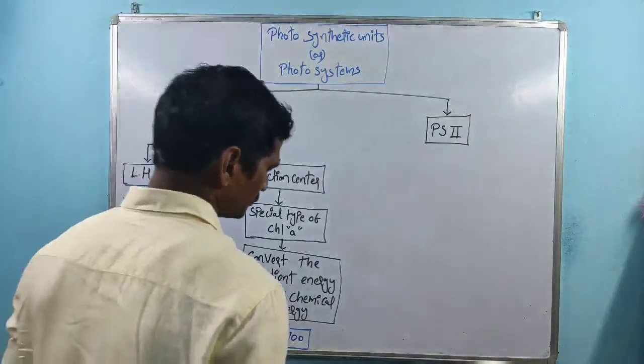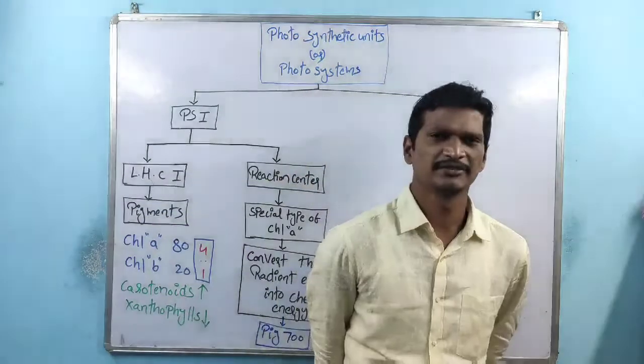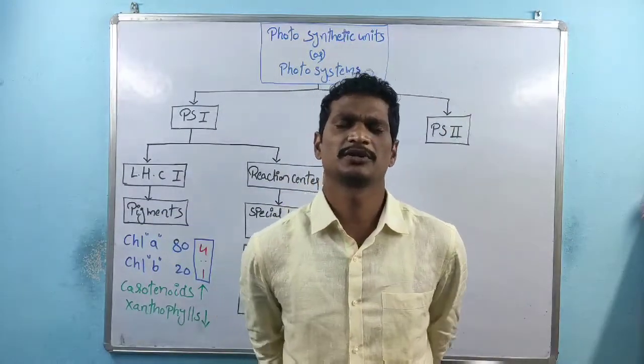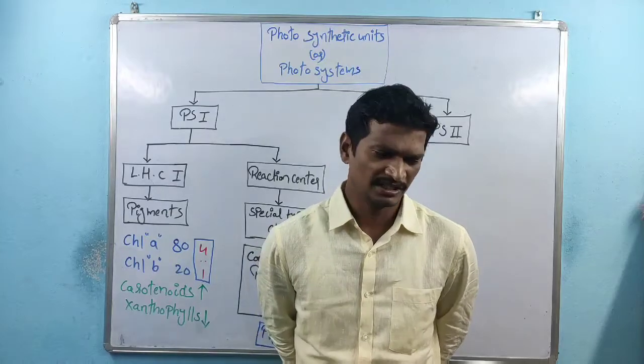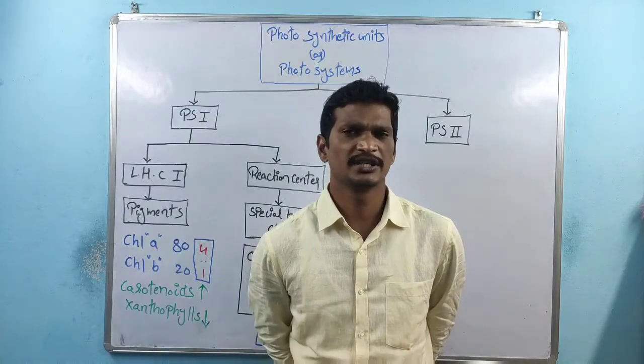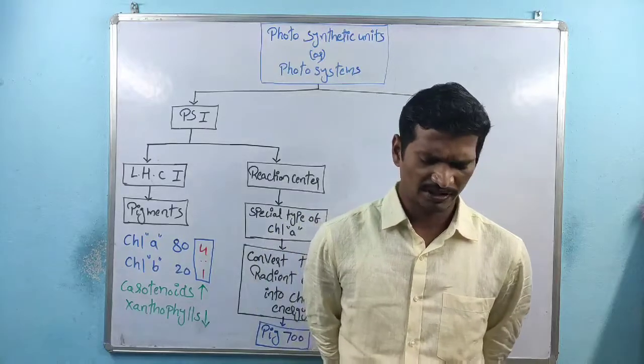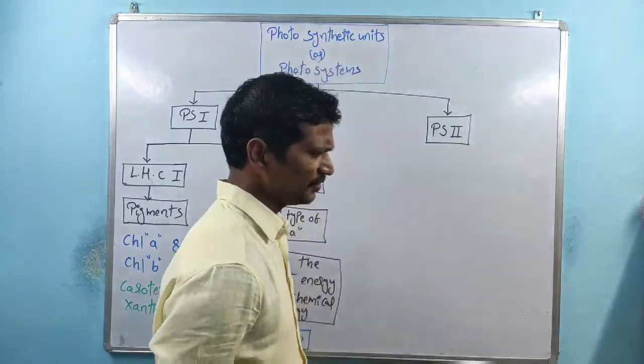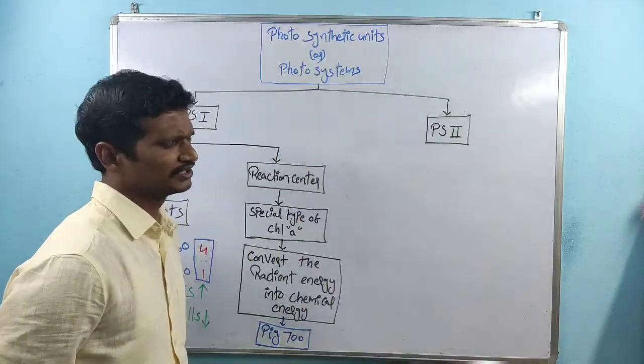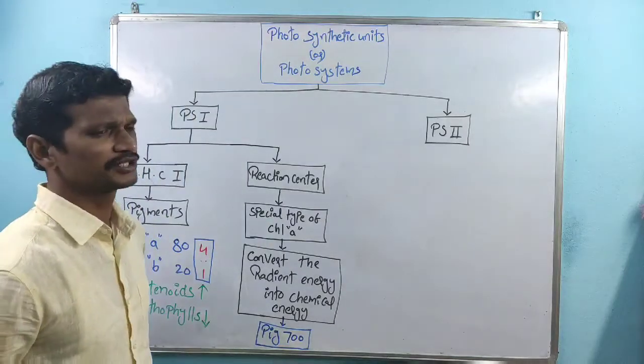Hi students, in the last class we discussed the pigment activity, that is, the rate of absorption of light and the yield of carbohydrates, which is nothing but the rate of photosynthesis. Coming to the next topic, the photosynthetic pigments, which are also called photosystems.